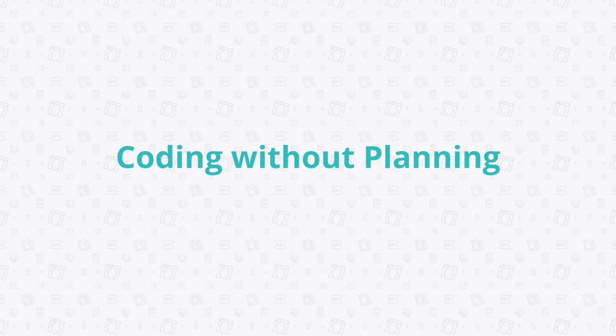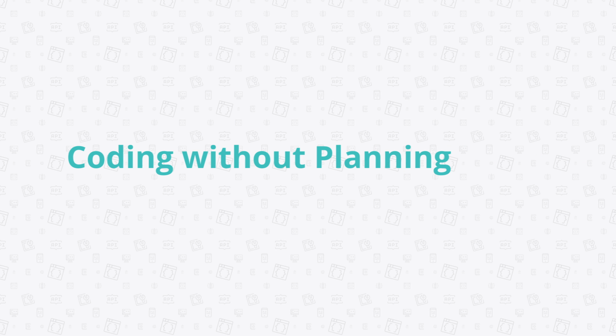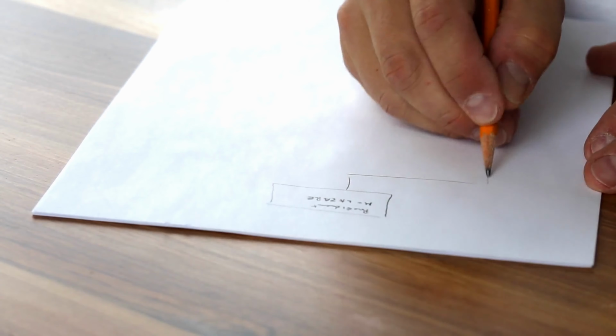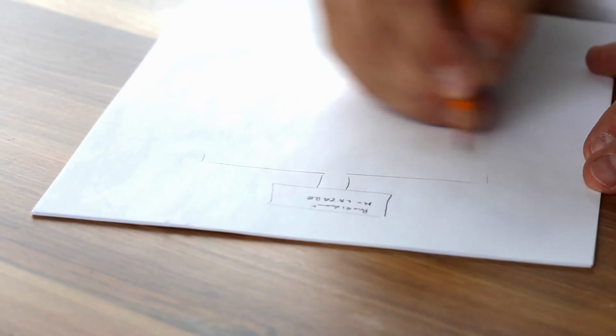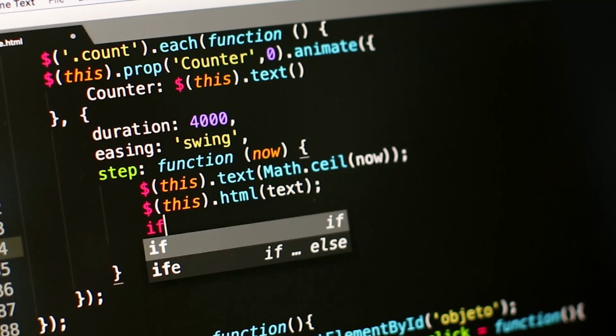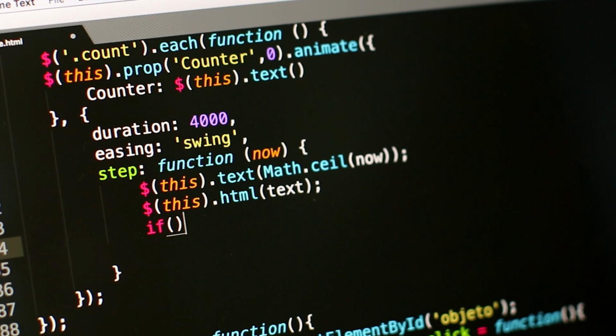Coding without planning. So really make sure you plan your algorithm before you even write your first line of code. And don't hesitate to discuss with your interviewer. This is expected and they might drop a hint which prevents you from implementing a wrong approach in the first place.